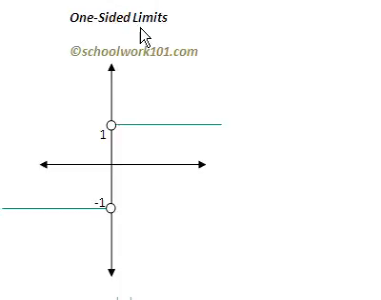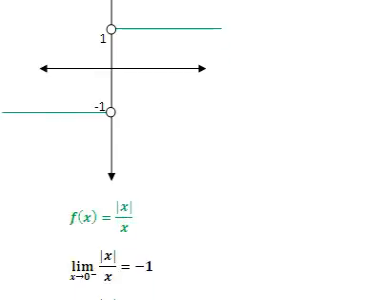We're going to be talking about one-sided limits. And here's a graph of our function. And here is our function. f(x) is equal to the absolute value of x over x.